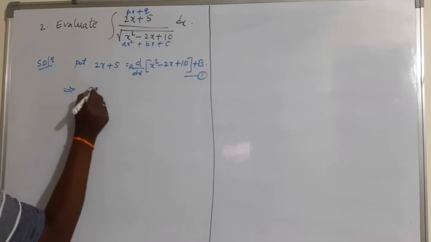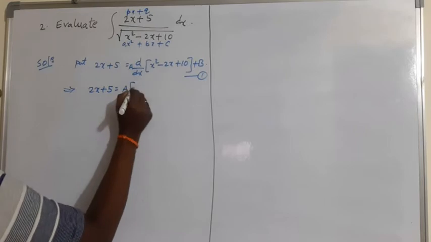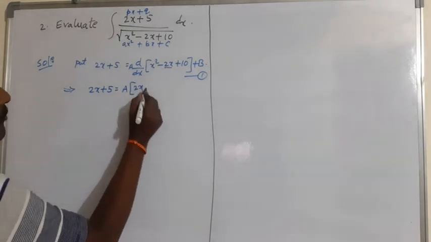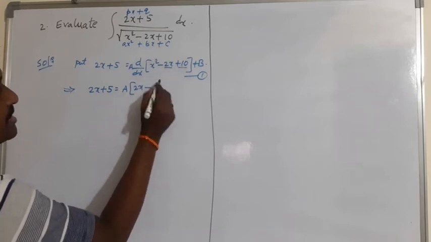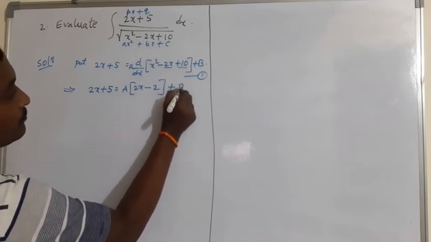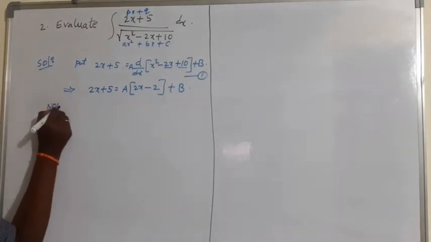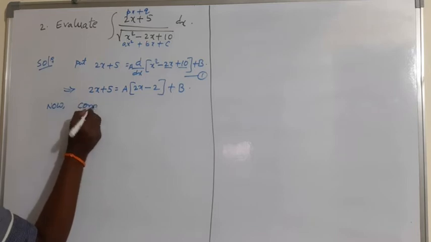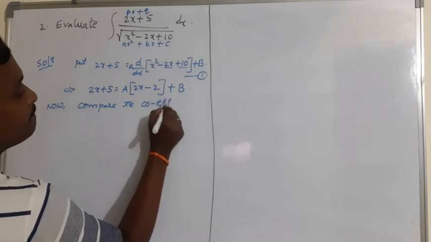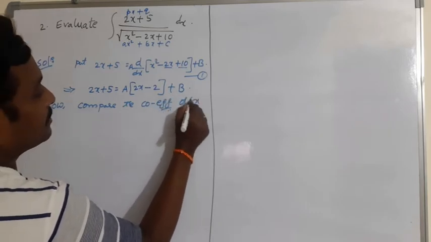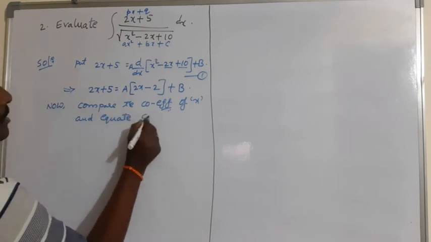This can be written as 2x plus 5 is equal to A times the derivative of x square, which is 2x, and the derivative of 2x is 2, minus, the derivative of the constant is 0, plus B. B is a similar term. Now compare the coefficients of x and equate the constants.